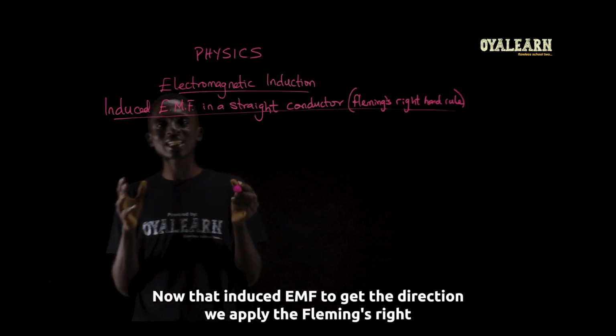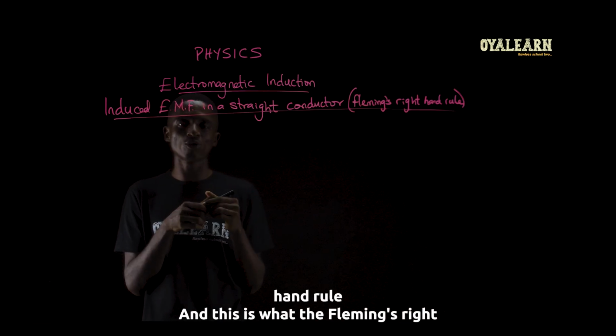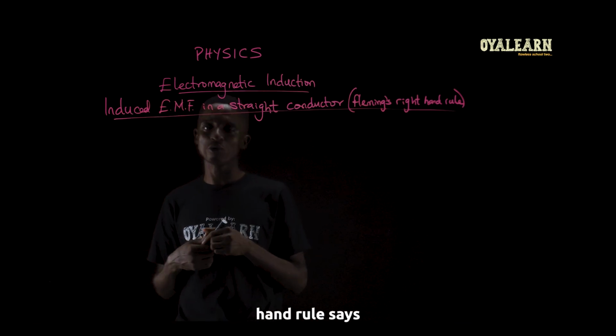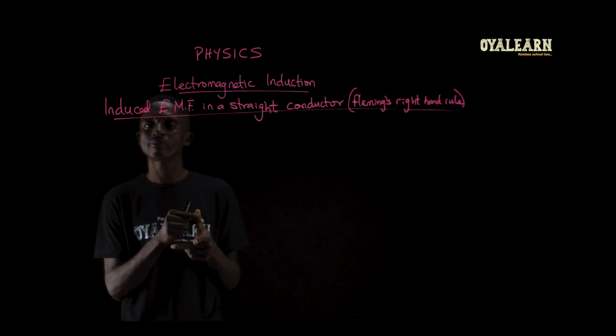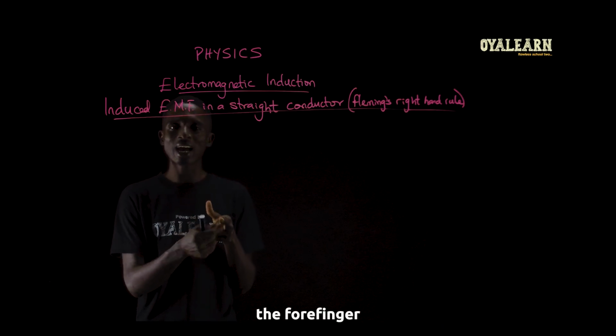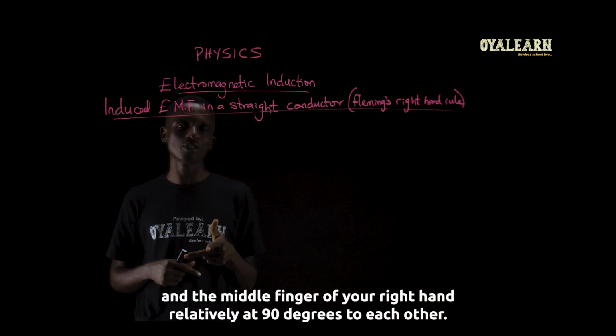Okay, now that induced EMF, to get the direction, we apply Fleming's right hand rule, and this is what Fleming's right hand rule states. So it says that when you hold the thumb, the forefinger, and the middle finger of your right hand relatively at 90 degrees to each other.